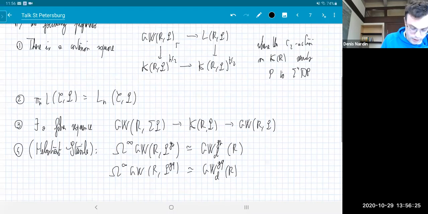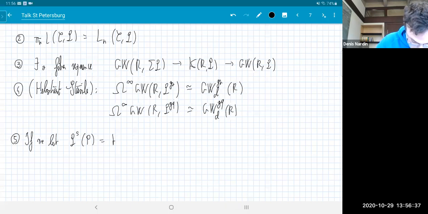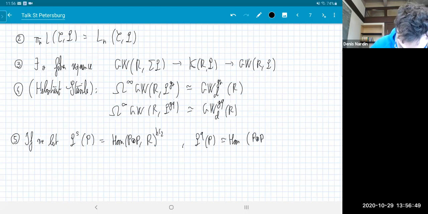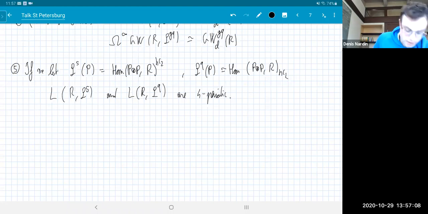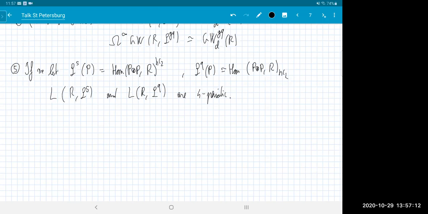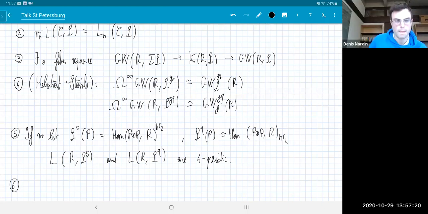Okay, so why? If we let kappa S of P be just what we call the homotopy symmetric, and the homotopy quadratic, P tensor P^R. Note that these are different from before, and that we are taking the homotopy fixed points and homotopy orbits. L theory of R kappa S and L theory of R kappa Q are four periodic. So the L theory is very computable. Sorry, can you show the screen above a bit? Thank you. Please stop me if I'm going too fast.